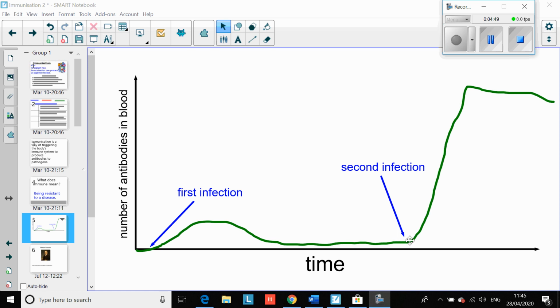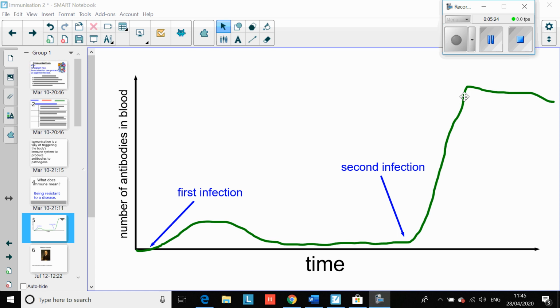What happens is it invades our body, but because we've already got white blood cells that know how to defeat it, they start to replicate and copy themselves very, very quickly, within minutes. Because you've got so many white blood cells so quickly, they make so many antibodies. The number of antibodies in your blood that beat the infection, that kill the infection, skyrocket. It goes up so quickly and kills the infection so quickly that you don't even know you've got sick.